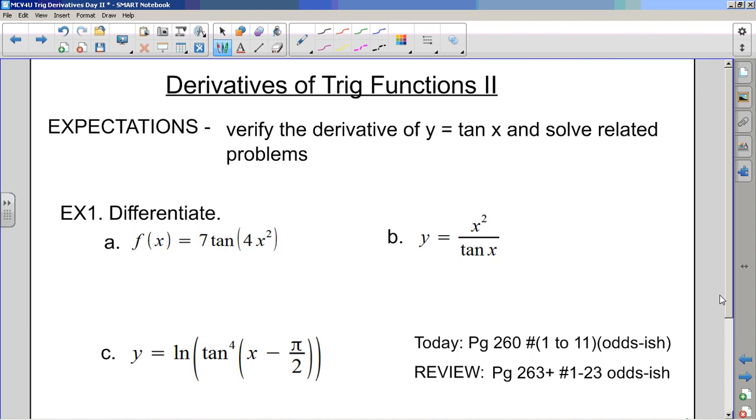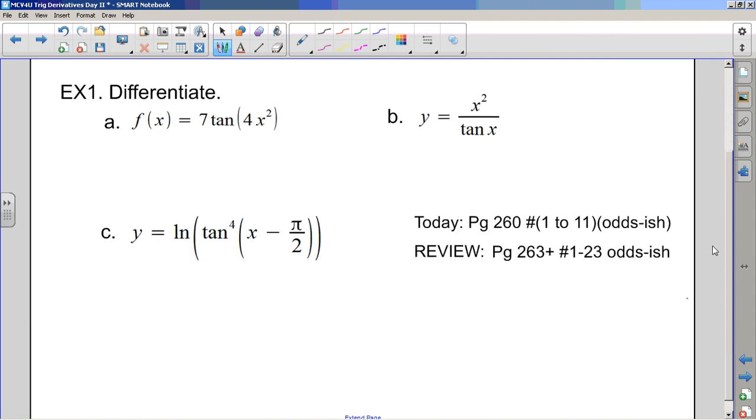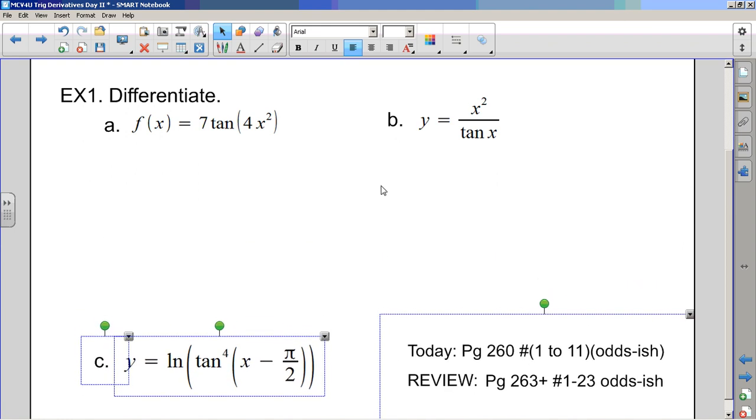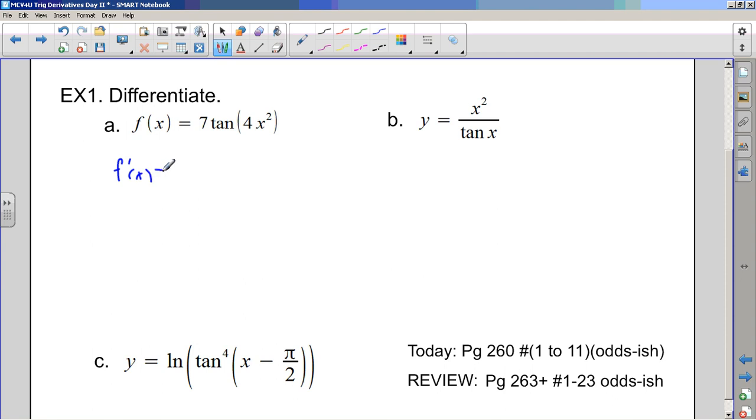Couple of examples. All we're doing is applying our derivative rules with these new rules that we just learned. Try and get these out of the way here. So this one is a chain rule question. All right, the 7 hangs out front. The derivative of tan is secant squared of the inside thing, but then I have to take the derivative of the inside thing. That's 8x, and tidy that up. Done. That's it, right? Just a plain old chain rule.